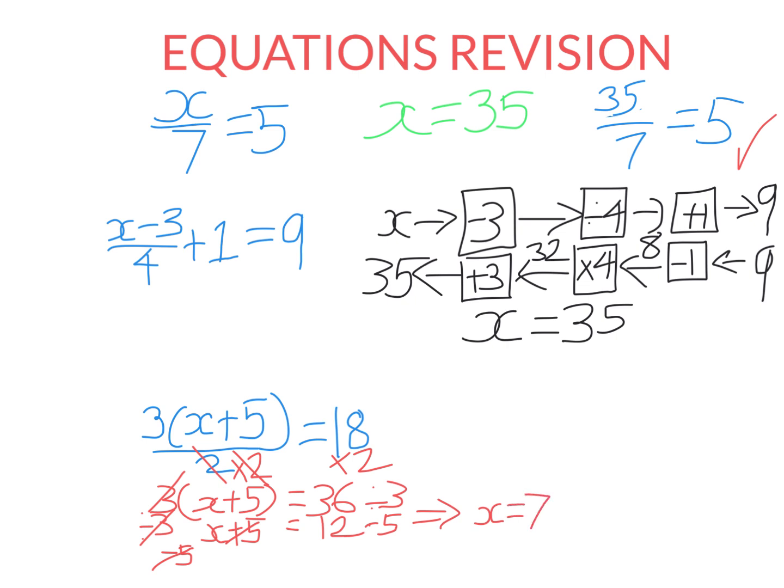7 is the solution because 7 plus 5 is 12. 12 times 3 is 36. 36 divided by 2 is 18. If I substitute or swap x for 7, I get a true statement. So once again, you can check whether or not your solution is correct.